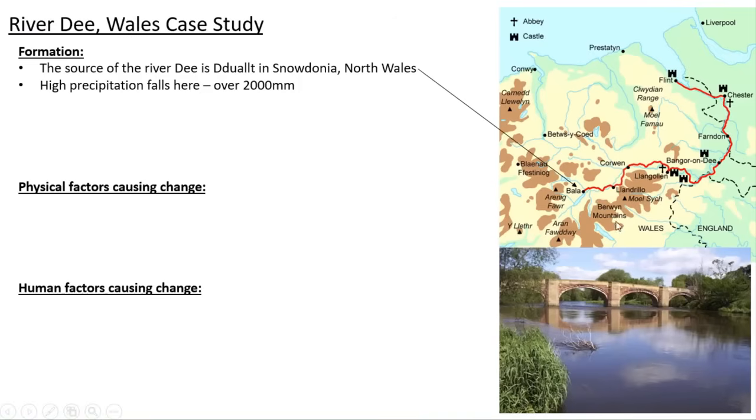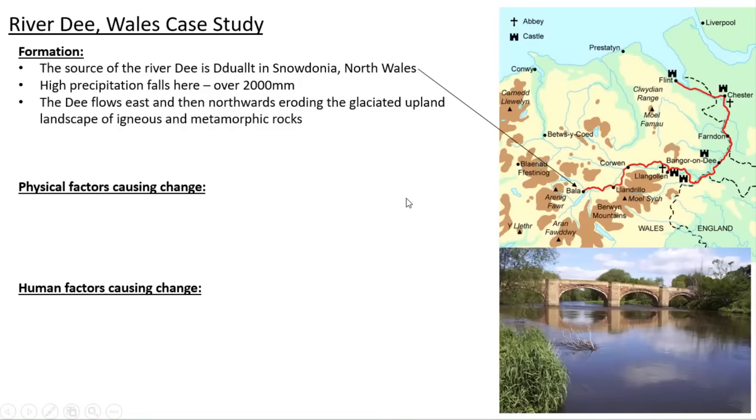You can see from these brown areas that it's high. It's in the middle of Snowdonia. Now the Dee then flows east and northwards through the glaciated upland landscape of igneous and metamorphic rocks. So again, these rocks are very resistant. You get lots of waterfalls and things here. There's a place called Betws-y-Coed there, that's not far. And again, I know there's a lovely river and waterfall there, but there are also many rivers and waterfalls that flow down the mountainside here too.